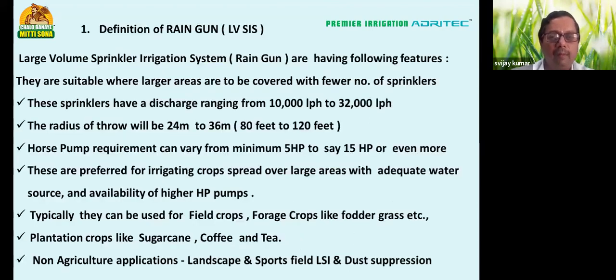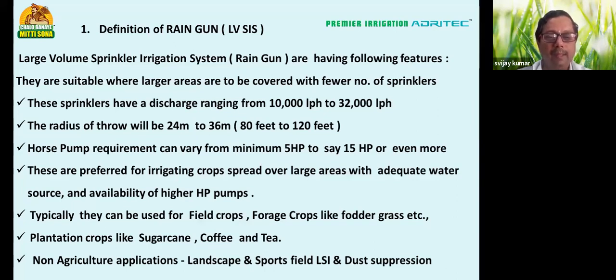A rain gun is a very commonly used word, but the correct technical term is a large volume sprinkler irrigation system. A sprinkler which has a large volume in terms of radius as well as discharge is called a rain gun. And why do we need a rain gun? Because you want to cover a very large area with a fewer number of sprinklers. That is where the application comes in.